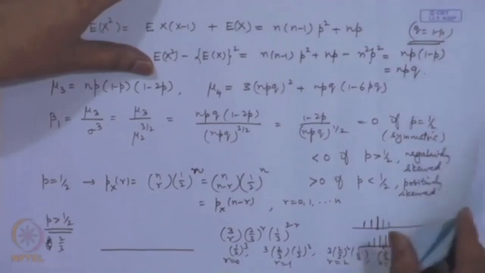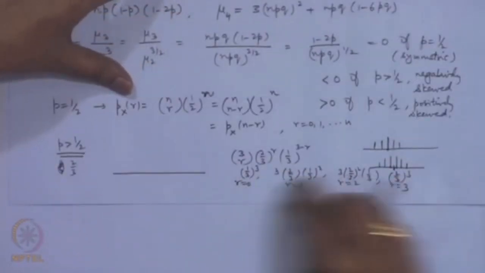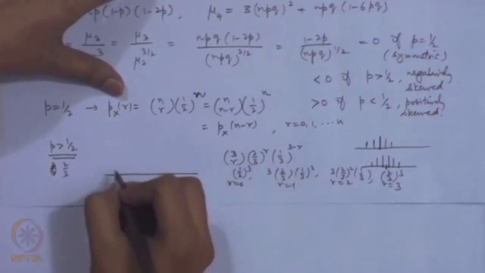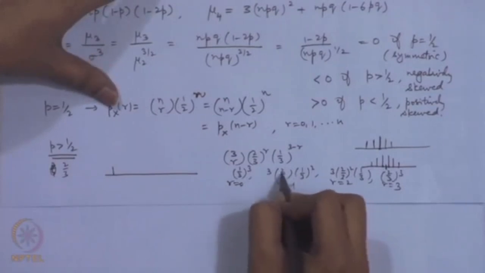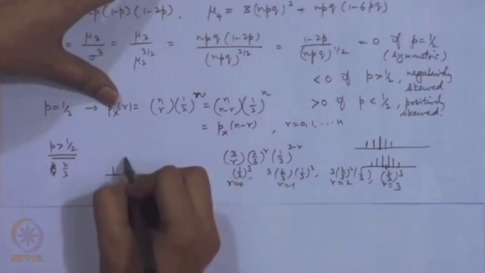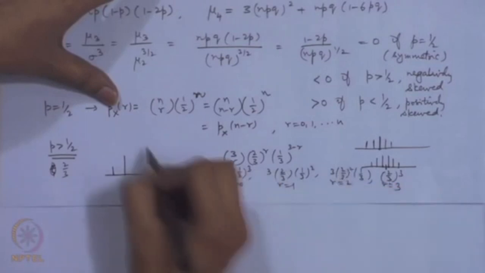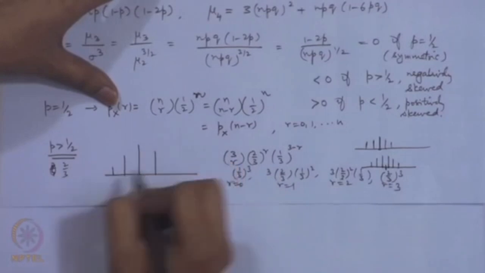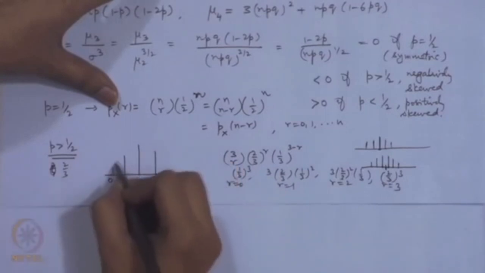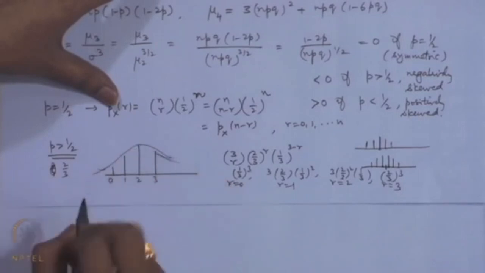So, you can notice here, the probabilities are, this 2 by 3 cube is much bigger than 1 by 3 cube. So, 1 by 3 cube is here, then 3 into, you are getting 6 by 27. So, that is somewhere here. Then next value is 3 into 4, 12 by 27, and then you are having 8 by 27. So, 0, 1, 2, 3. So, this distribution is, if you try to join by a curve, this is negatively skewed.